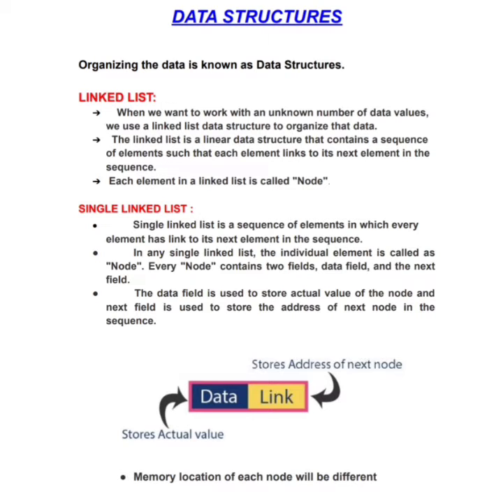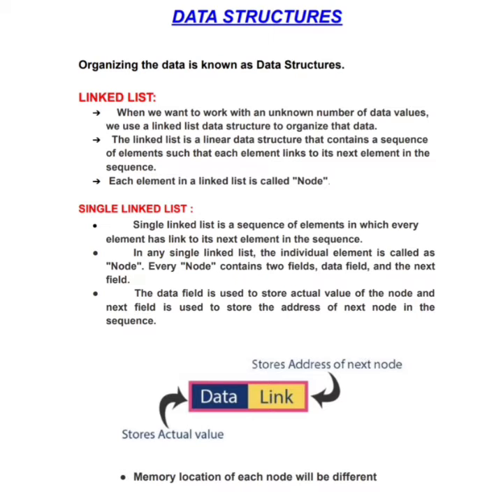The linked list is a linear data structure that contains a sequence of elements such that each element is linked to its next element in the sequence. Sequentially it will be linked. Each element in a linked list is called a node. There are a number of nodes in a linked list. The types of linked list are single linked list, double linked list and circular linked list.